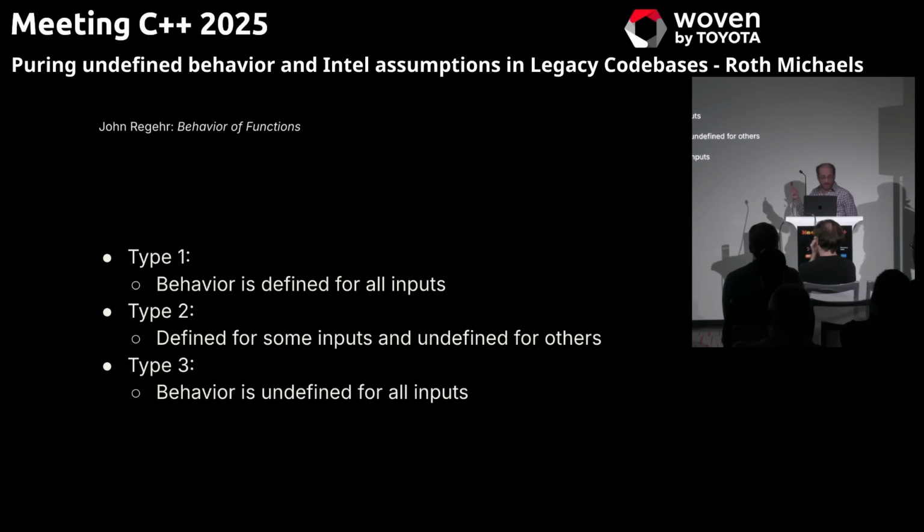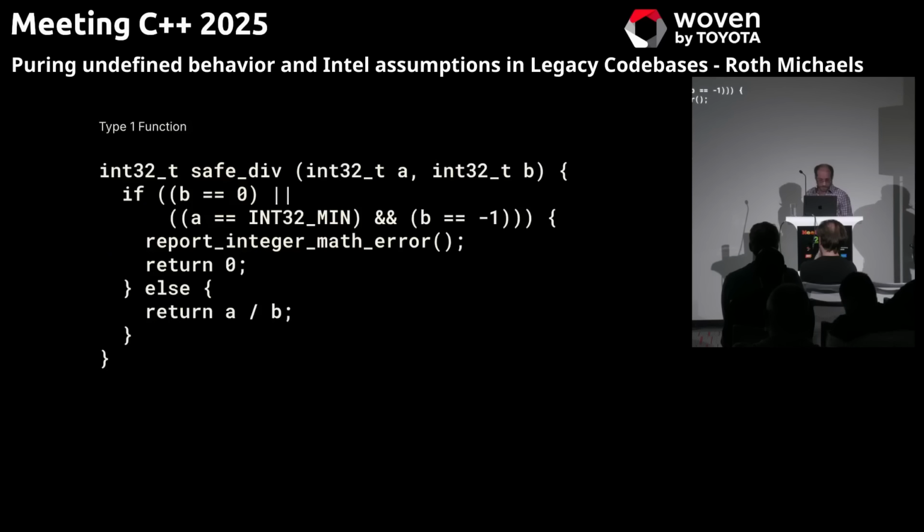And from John's article, he describes three types of functions and their relationship to undefined behavior. Type 1 functions are ones where all behavior is defined for every input. Type 2, some inputs are defined and others are not. And type 3 are functions that are just always undefined regardless of how you call them.